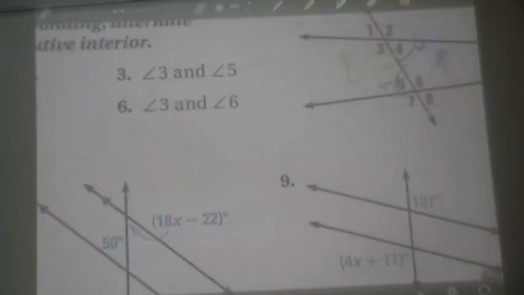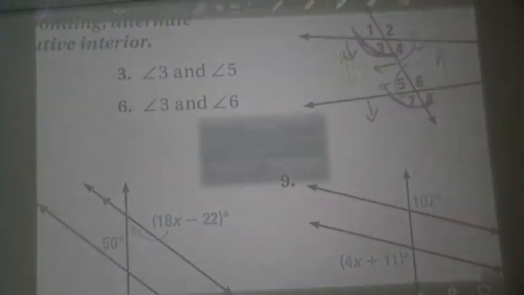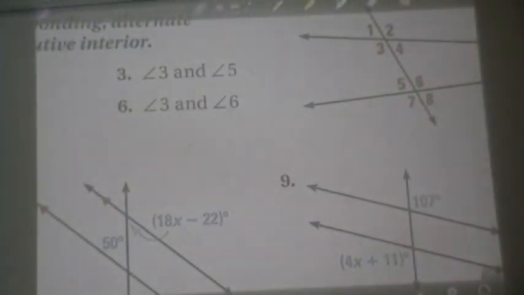Okay, 3 and 7. Different color. 3 and 7 are both on the same side of the transversal, and they're also both below the lines we're talking about. That makes them corresponding because they're in the same position, to one side of the transversal and below it. 3 and 6. I don't think there's any hope for all those colors.